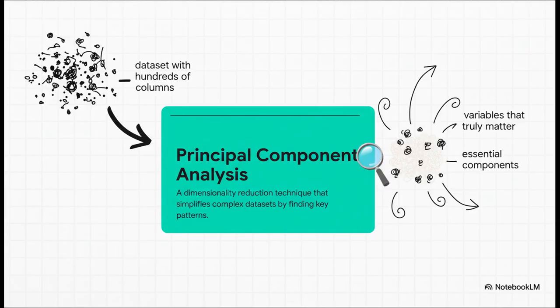Okay, imagine you've got a data set with like 1,000 different columns. It's just too much, right? PCA is the tool that helps you boil all of that down to just the most important parts. It cuts through the noise so you can focus on the variables that actually matter.